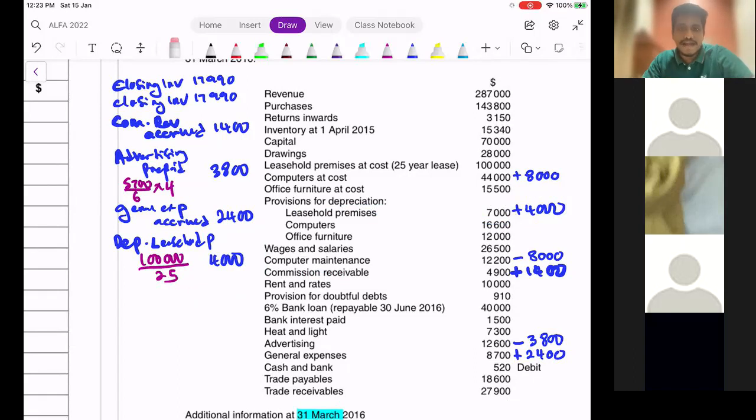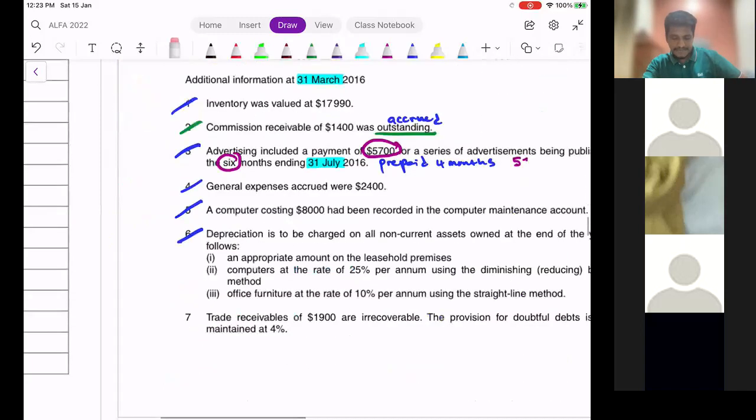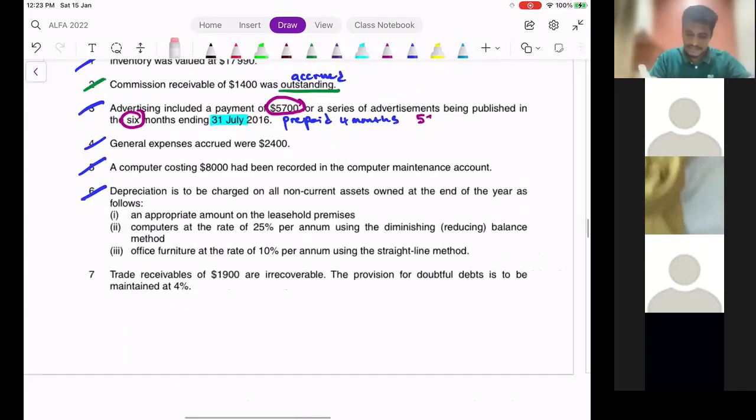Okay, how to know when to use which method? Normally the question will tell you. You see the second one, computer, they will tell you to use the reducing balance method. Office furniture, use the straight line method. Most of the time they will tell you. But for the first one, they didn't tell me, they only say appropriate amount. Then I also don't know which method to use.